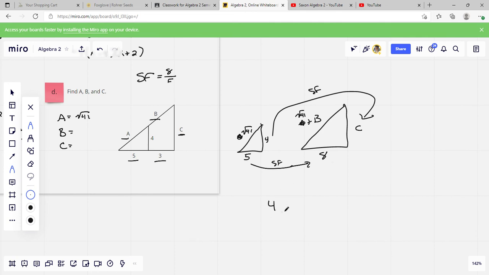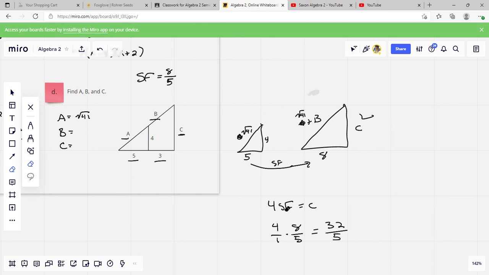So if I do 4 times my scale factor, I will get C. So 4 times my scale factor equals C, and I know my scale factor is, what did I say it was? 8 over 5, right? Yes. So 4 over 1 times 8 over 5. 8 times 4 is 32 over 5. Okay, so C should be 32 over 5, and it is. Okay, got that. Now, it's B that's tricky.